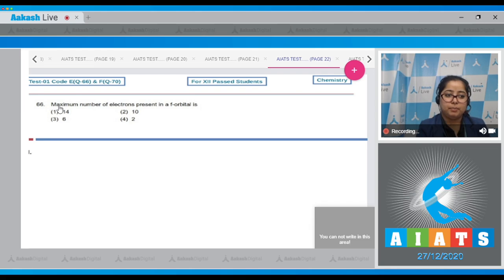Let's read it. Maximum number of electrons present in an f orbital is. Student, any orbital, no matter whether it belongs to the s subshell, p subshell, d subshell, or f subshell, can accommodate a maximum of 2 electrons with opposite spin. That means the correct answer is option number 4.